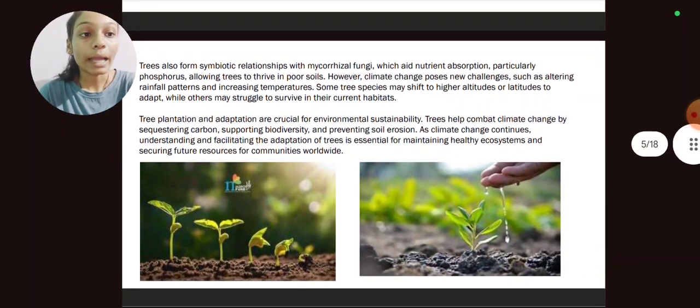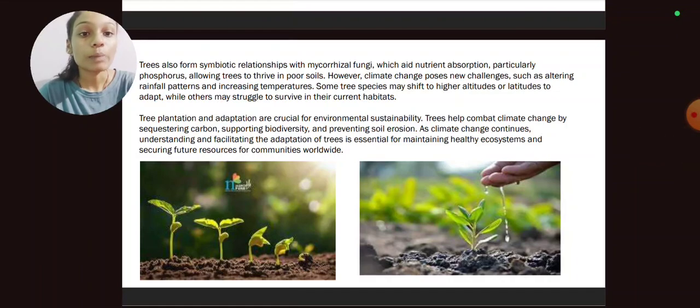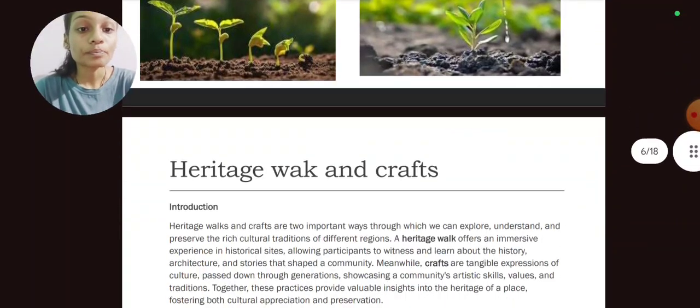Trees help combat climate change by sequestering carbon, supporting biodiversity, and preventing soil erosion. As climate change continues, understanding the planting and adapting of trees is essential for maintaining healthy ecosystems and securing future resources for communities worldwide.